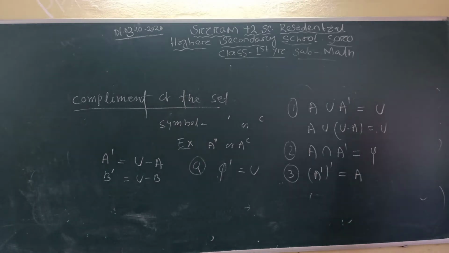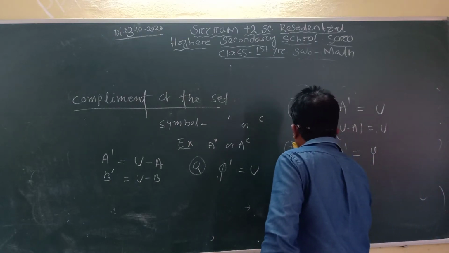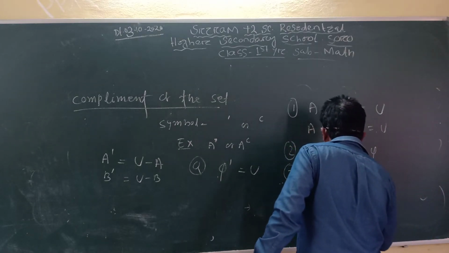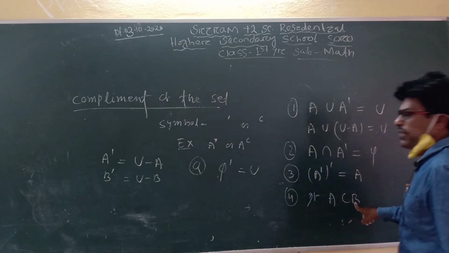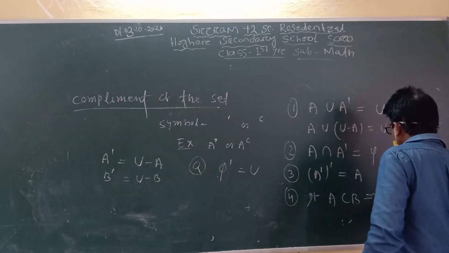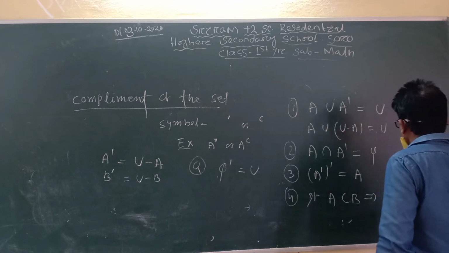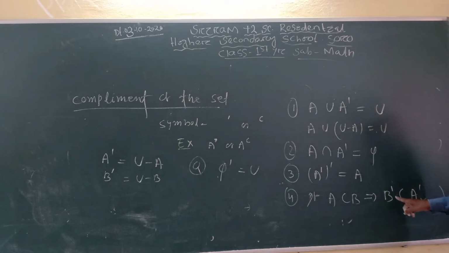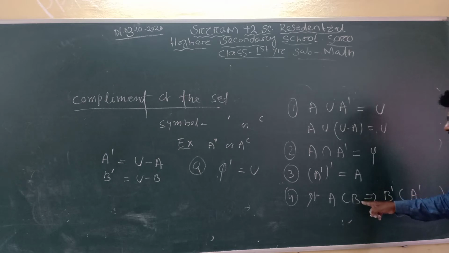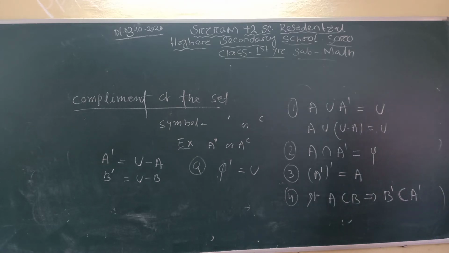Now, the fourth case: if A is a subset of B, then B complement is a subset of A complement, where B complement means U difference B. The larger part is subtracted from U for B, but for A complement a smaller part is subtracted from U. So B complement is a subset of A complement. That is the fourth part, and that's all about complements. You already know about the complements.